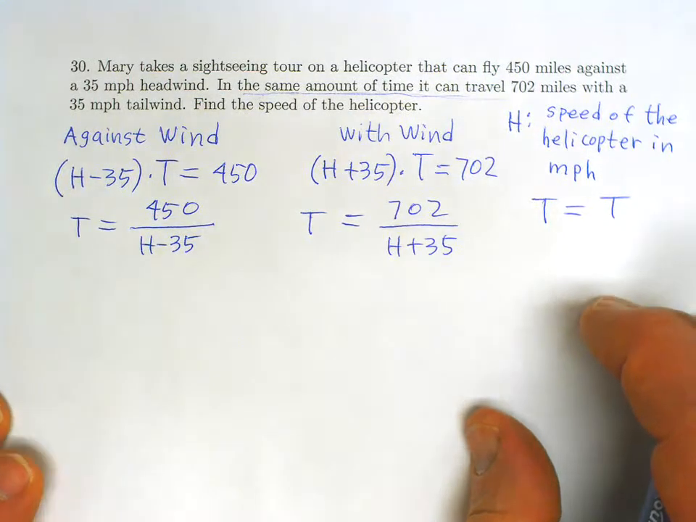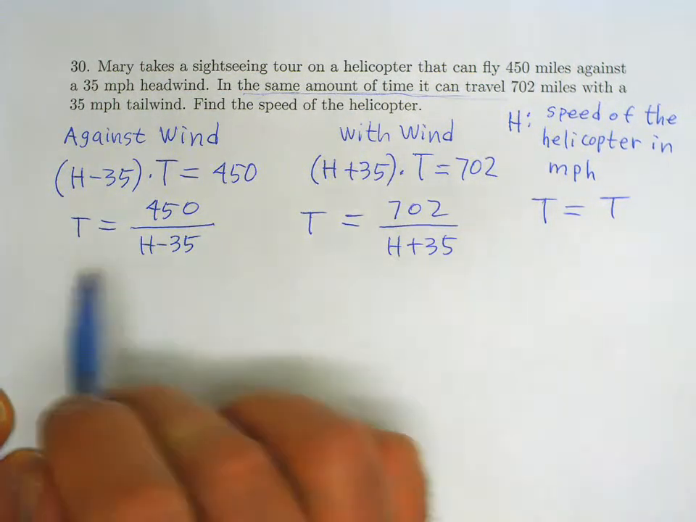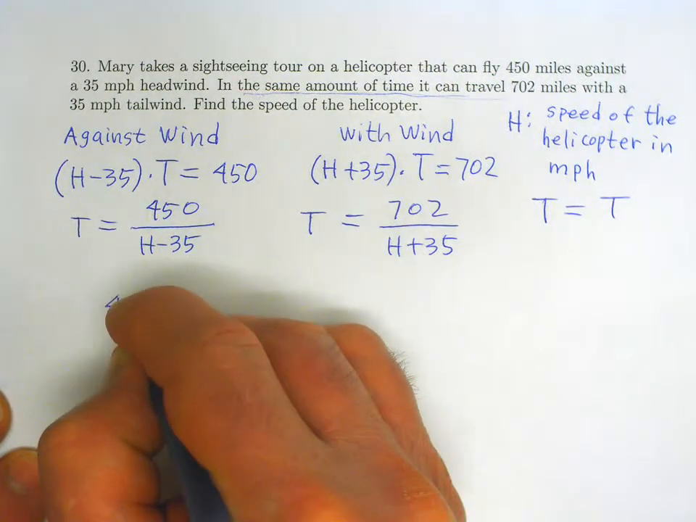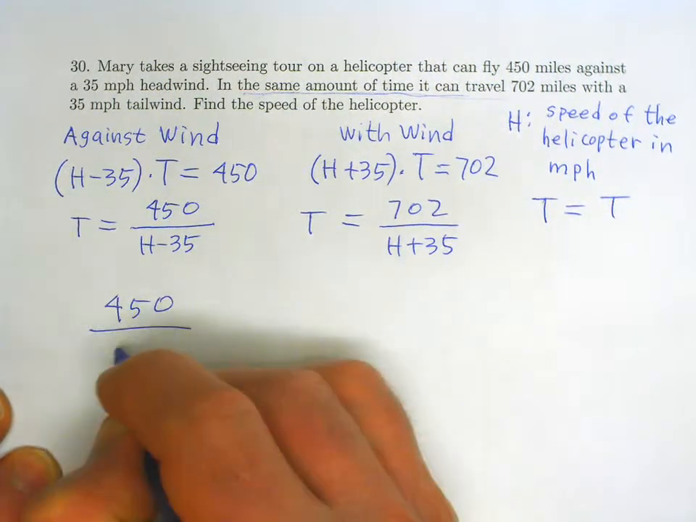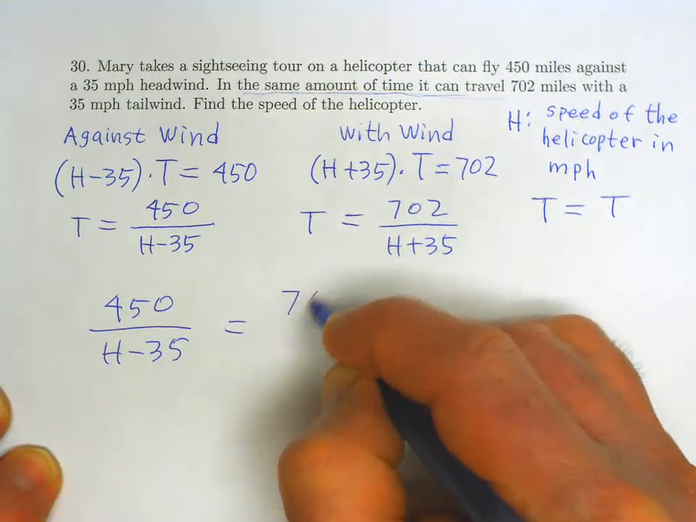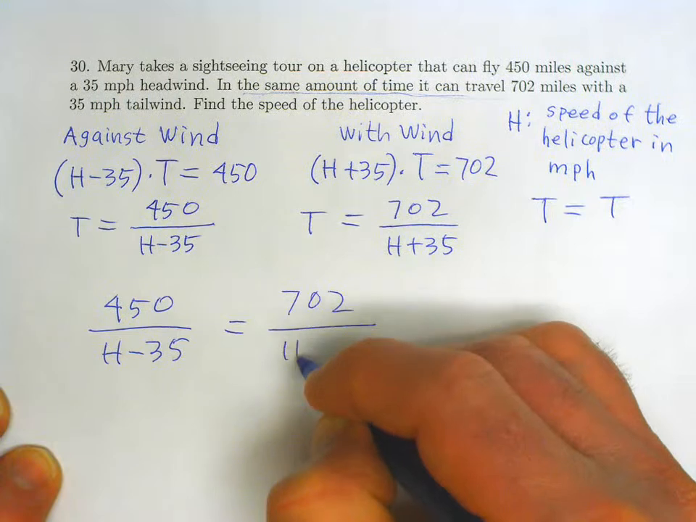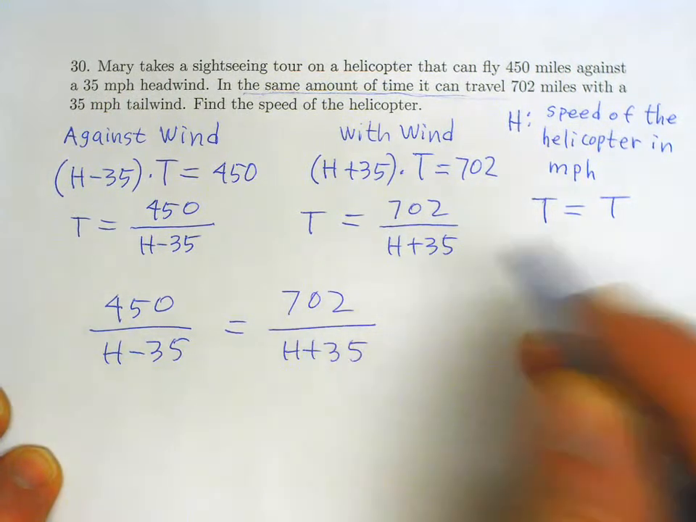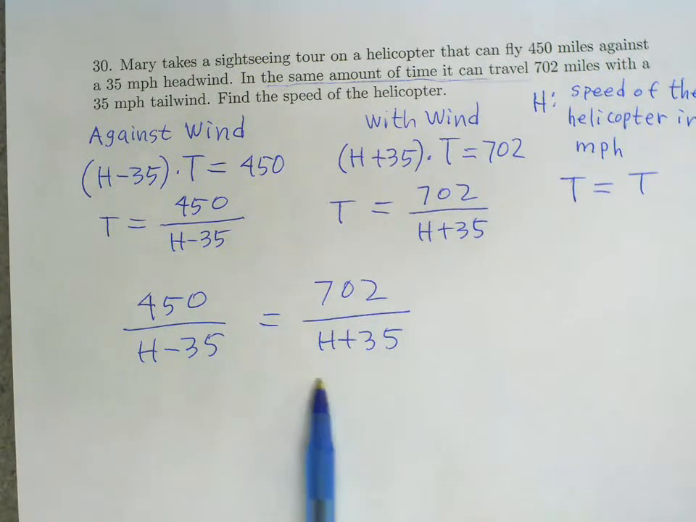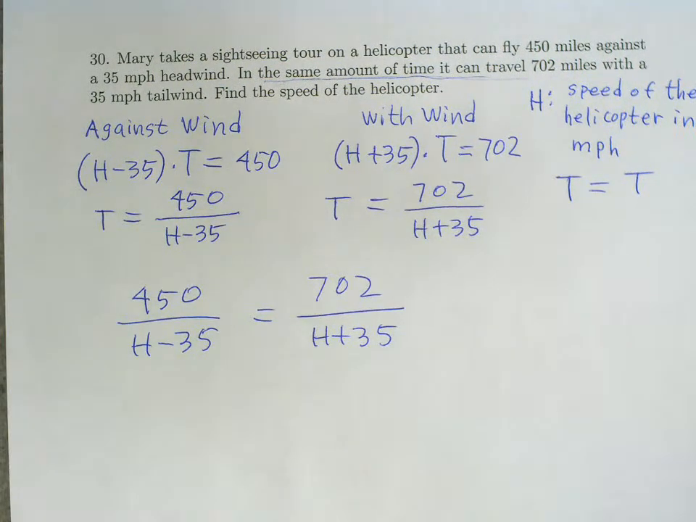And we still have a few seconds left. So the two times are the same. So the equation that we want to solve for h is 450 divided by h minus 35 equals 702 divided by h plus 35. Okay, we're out of time now, so tomorrow we'll start by solving this equation for h. That's all for today.